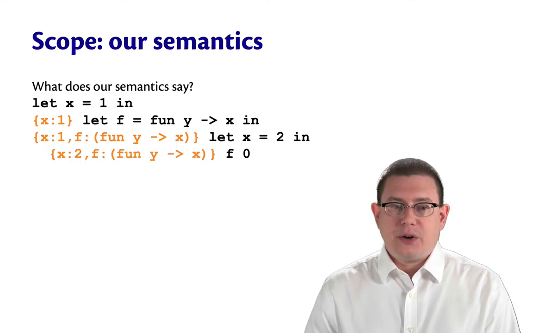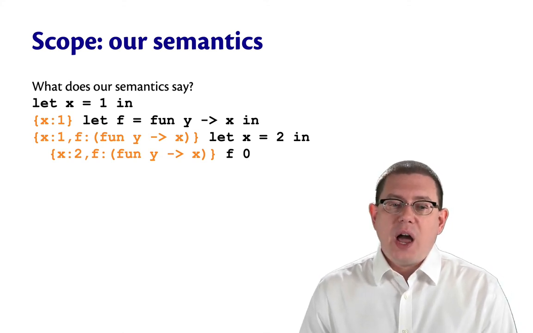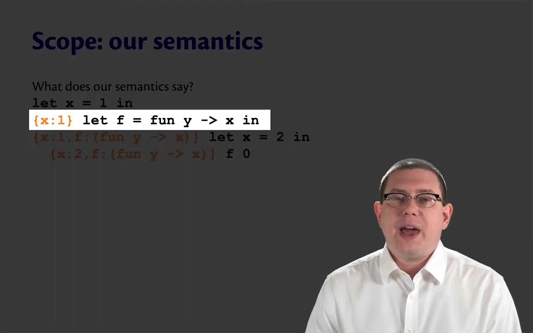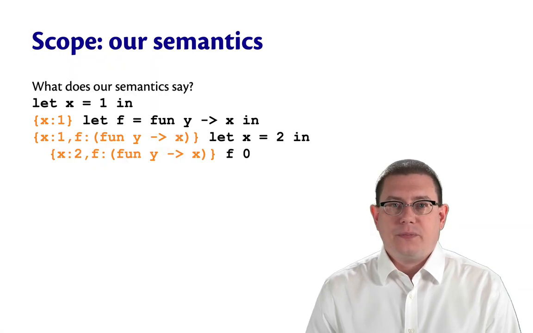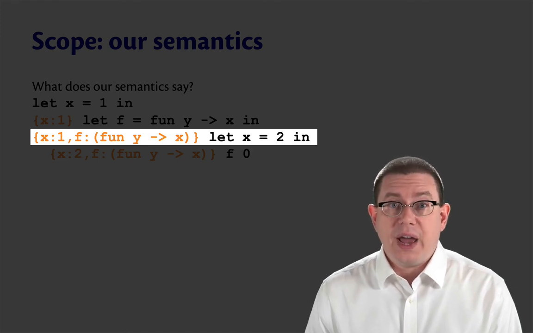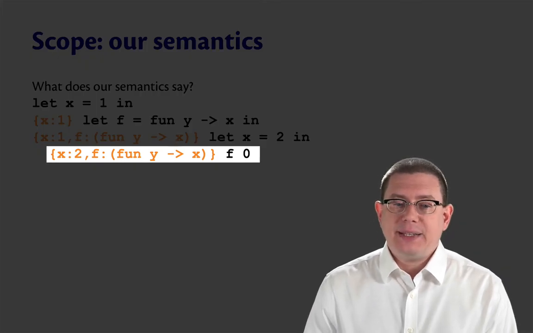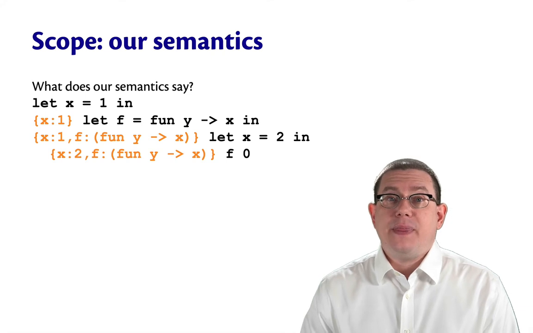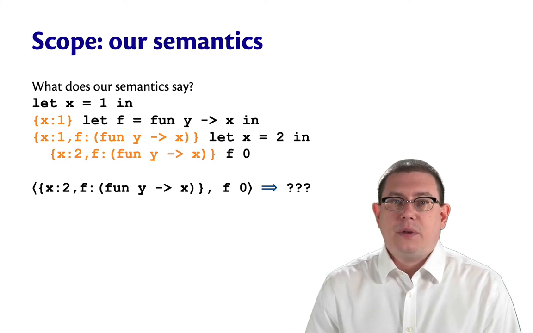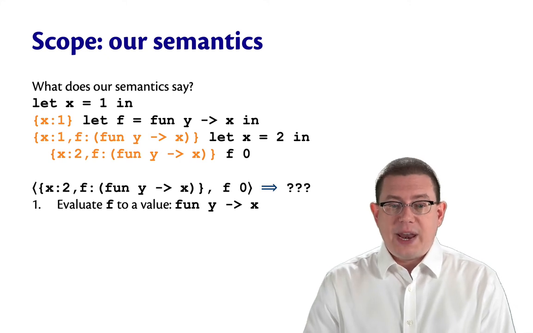But what does our semantics currently say? Well, I've taken the program here, and I've annotated each line with what the dynamic environment would be at the beginning of that line. So on line 2, we have a dynamic environment that binds x to 1. On line 3, that has been extended to bind f to the function fun y arrow x. On line 4, we've then rebound x to 2. And now in that dynamic environment, we need to evaluate f applied to 0. So what is that, according to the semantics that we just gave? Well, first we would evaluate f to a value.